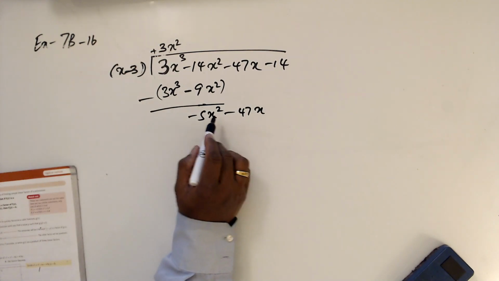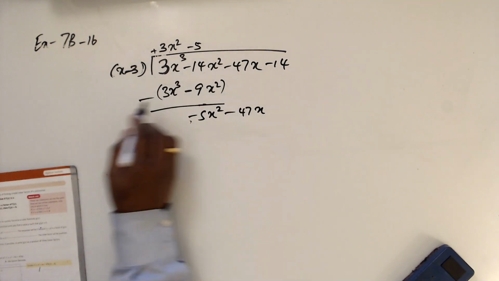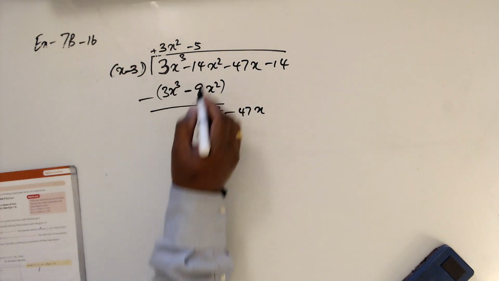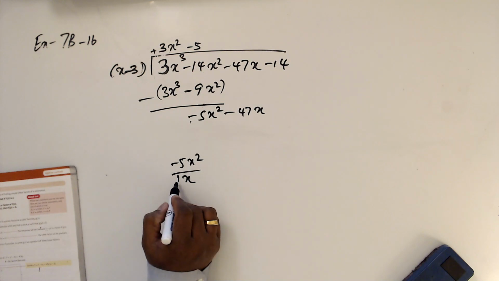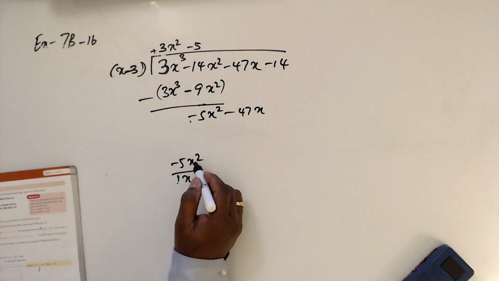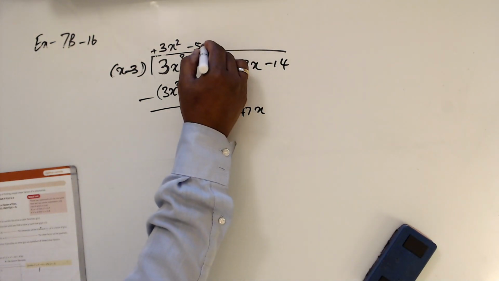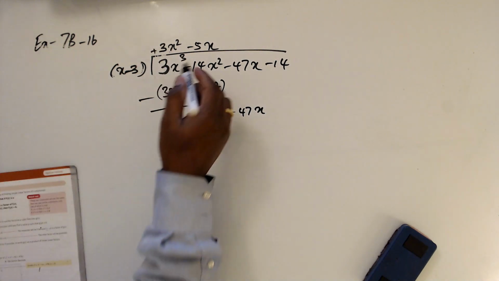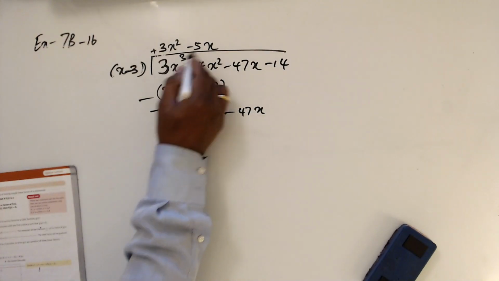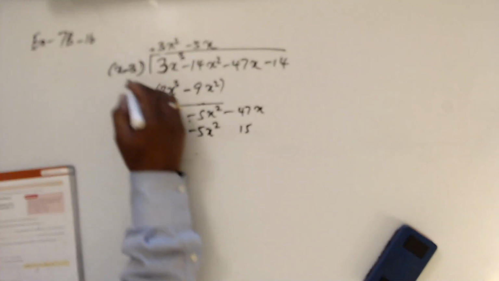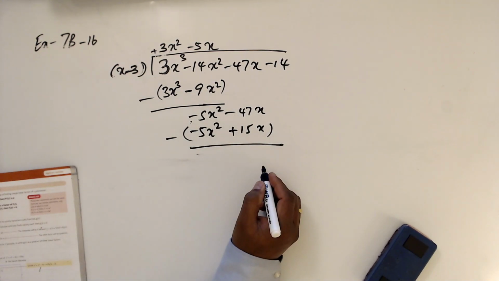Now, minus 5 divided by 1, minus 5x square divided by x is x. So minus 5x square divided by x gives minus 5x. Then this is going to be minus 5x times x, minus 5x square, and 5 times 3, 15, minus times minus plus 15x. So we have to minus those two now.